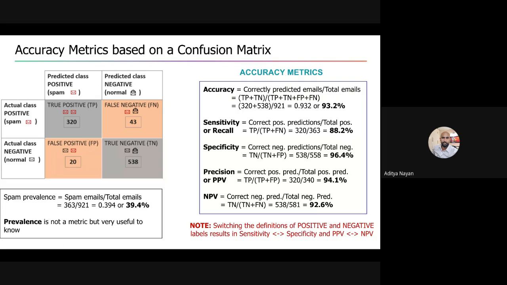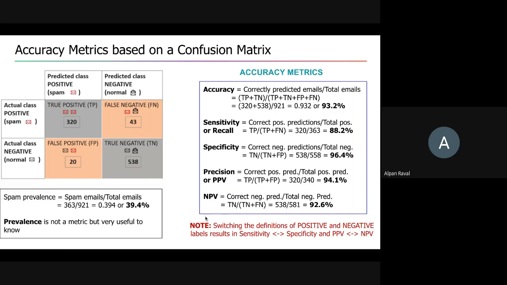340, right? 320 plus 20, because that's the total number predicted spam. And out of those, the number that are actually spam are 320. So I'm taking 320 divided by 340 to get the precision, which is 94.1%.